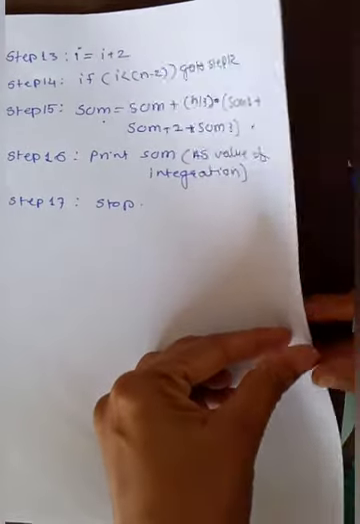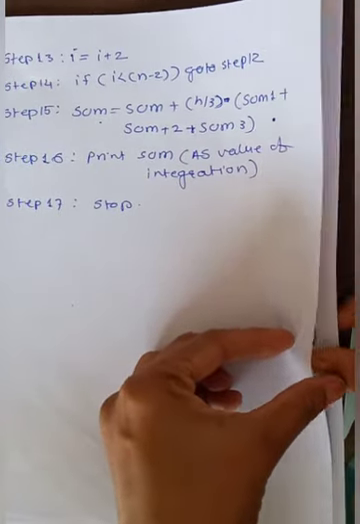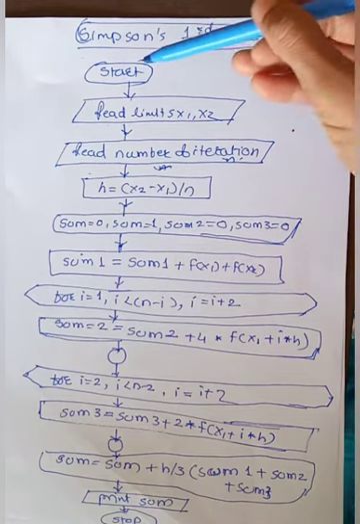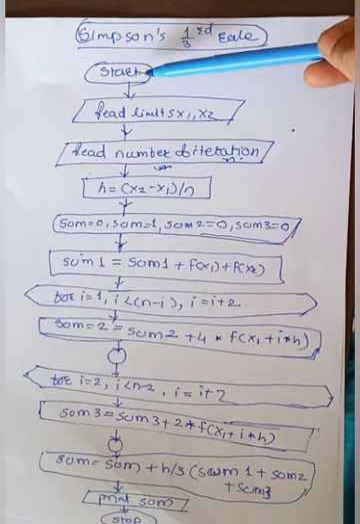Now let us move towards the next point, that is the Simpson's one-third rule flow chart. So let us start with the first one, that is start. Here you have the start of the flow chart.